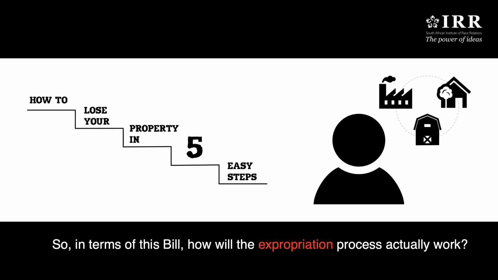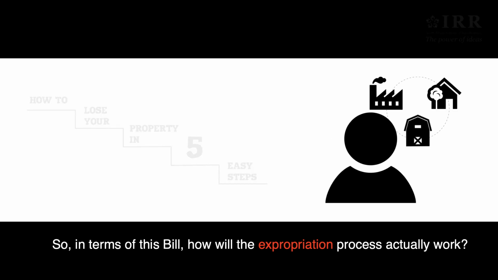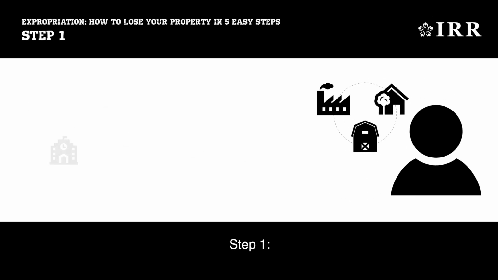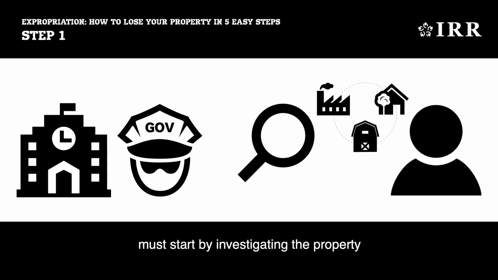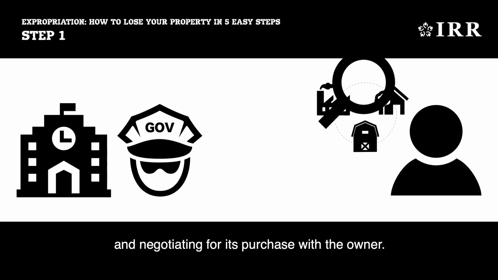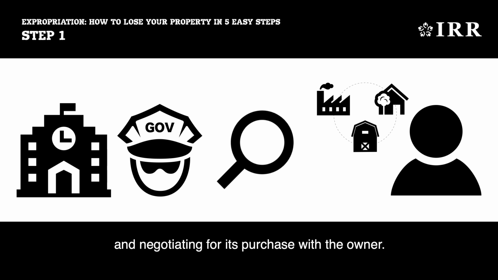So, in terms of this bill, how will the expropriation process actually work? Step 1. An expropriating authority, like a municipality or a government department, seeking to expropriate property must start by investigating the property and negotiating for its purchase with the owner.